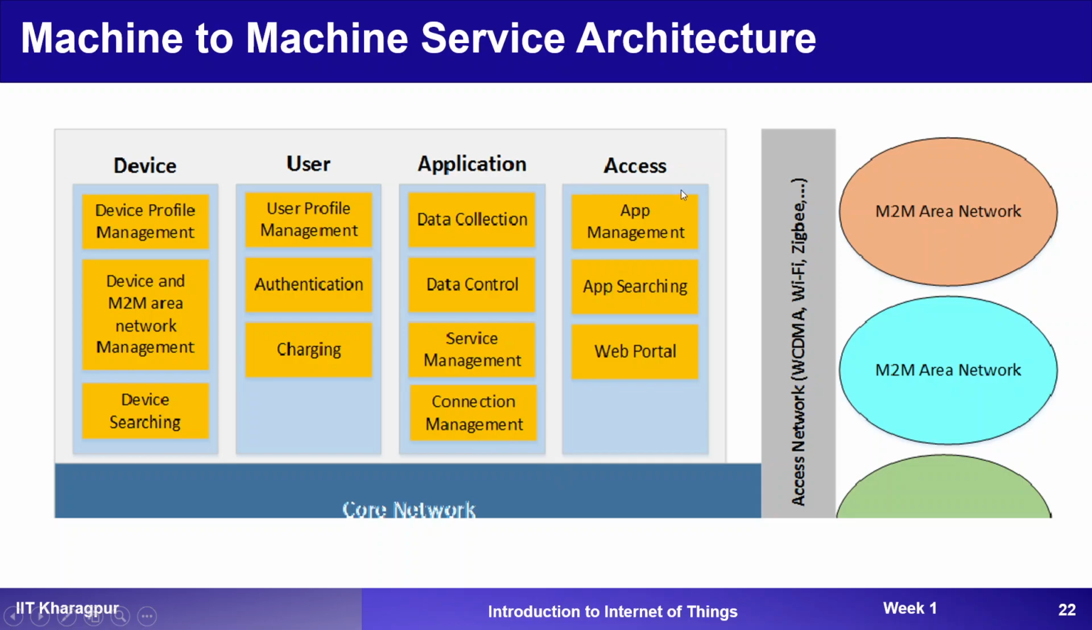Now the access. Access is responsible for app management, app searching, and web portal. So basically, their name only suggests. The device is responsible for the management of device-related issues. The user is responsible for user-related matters. And application is responsible for data and services. And access is responsible for app management. Further, this core network interacts with the machine-to-machine area network with the help of the access network. This access network consists of various protocols which we have discussed already in previous lectures, for example, Wi-Fi, ZigBee, WCDMA, etc.